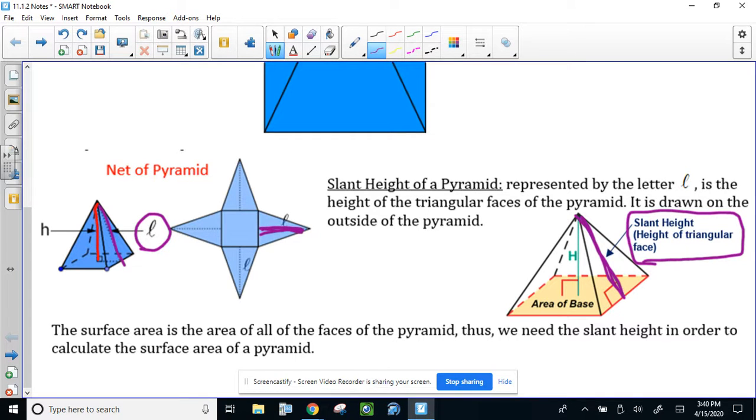And so we're going to be using them in order to find the surface area because we want the part on the surface. Notice the height is not on the surface, it's on the inside, so we don't use the height for the surface area. We want the outside, not the inside.